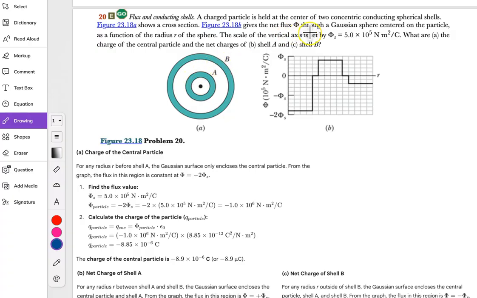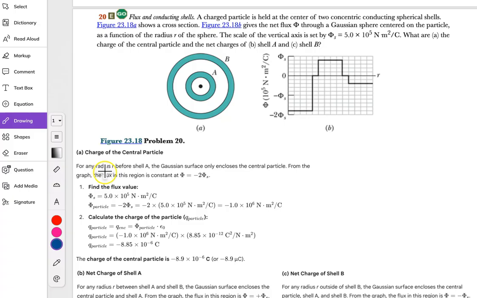And they give us the flux in terms of radius, and you see that the flux starts down here, and then it shifts very quickly to 0, and then it shifts very quickly to a positive value, and then kind of makes its way back as you go through the radii.